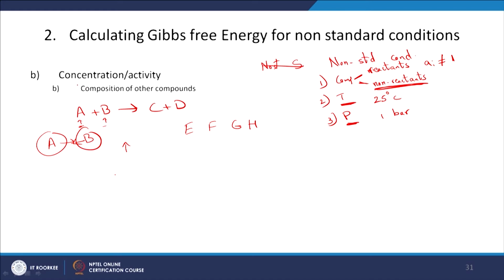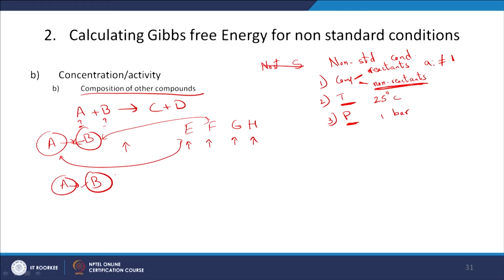But in this case, let us say we are talking about the composition of other compounds, especially ionic compounds or charged species, and let us say the concentration of these charged species is relatively high. Then they are going to have their own interactions with the relevant reactants, right. And so the probability of A reacting or colliding with B would decrease. So in general, the higher the composition of the other compounds, you are going to have a detrimental effect on your particular reaction, right.